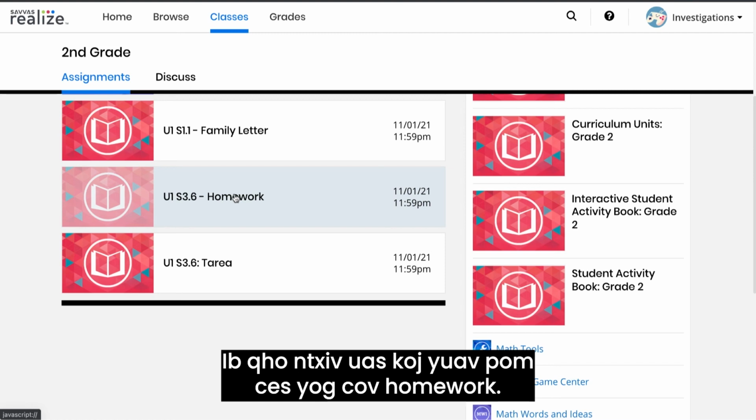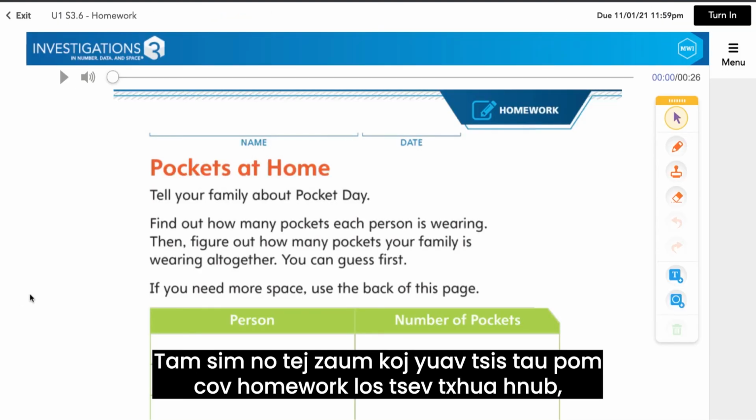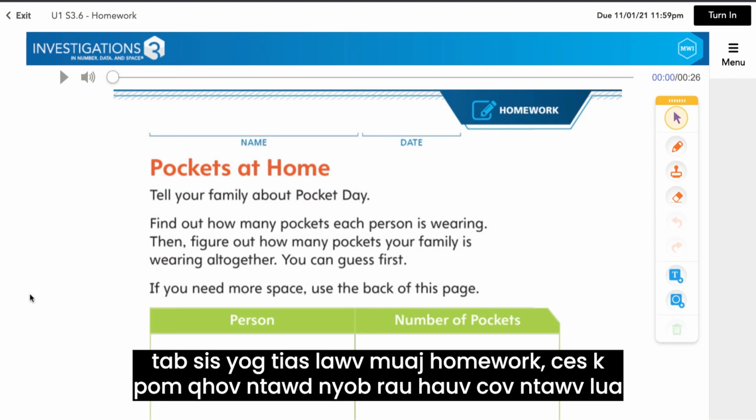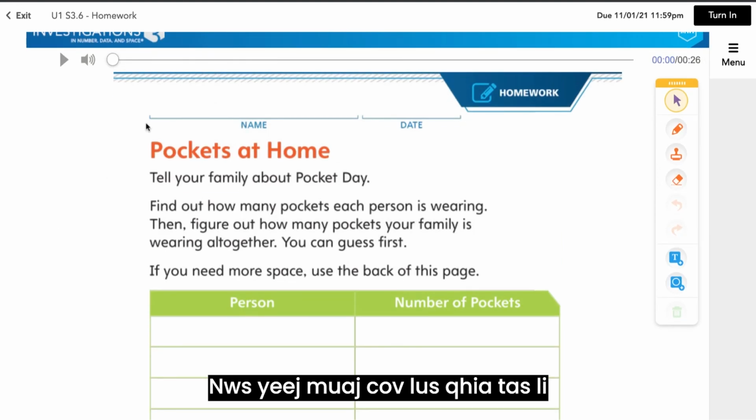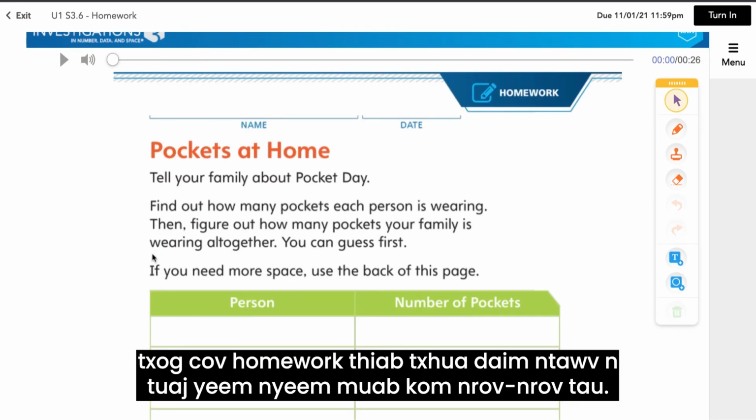Another thing that you might see is homework. Now you might not see homework come home every single day, but if they do have homework, you'll either see that in print because it's also in your child's book, or you might see it being assigned. There are always directions on the homework, and all of these pieces can be read aloud.